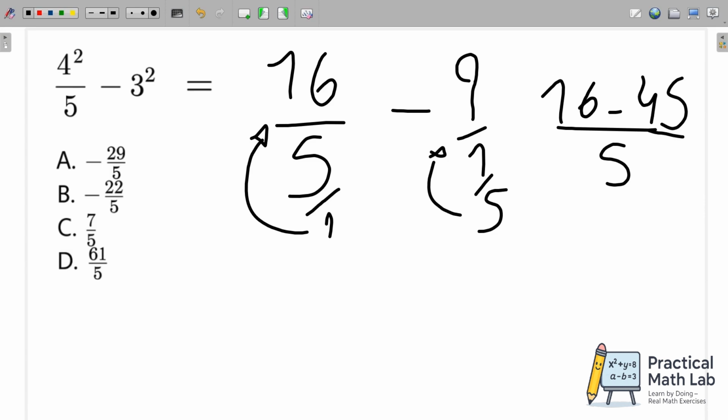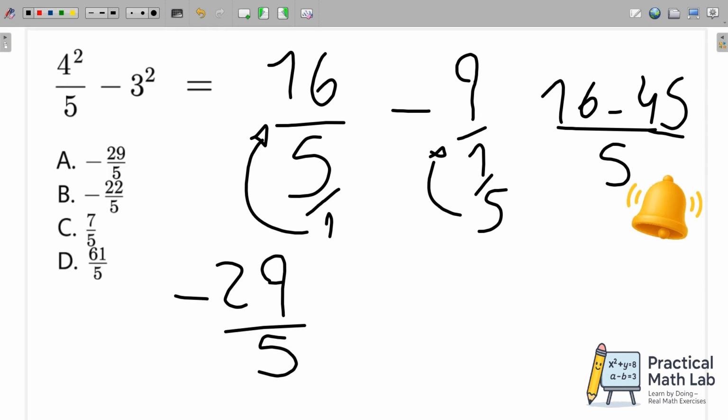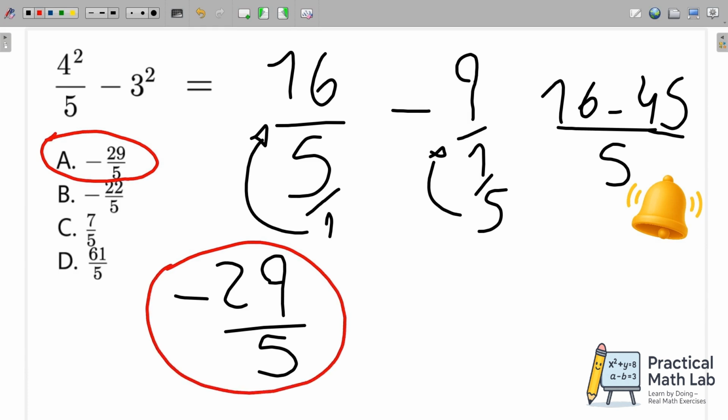So we have 16 minus 45 over 5. 16 minus 45 equals negative 29 over 5. Can we simplify? No. So, in this case, the correct answer is letter A. Negative 29 over 5. Quick and to the point.